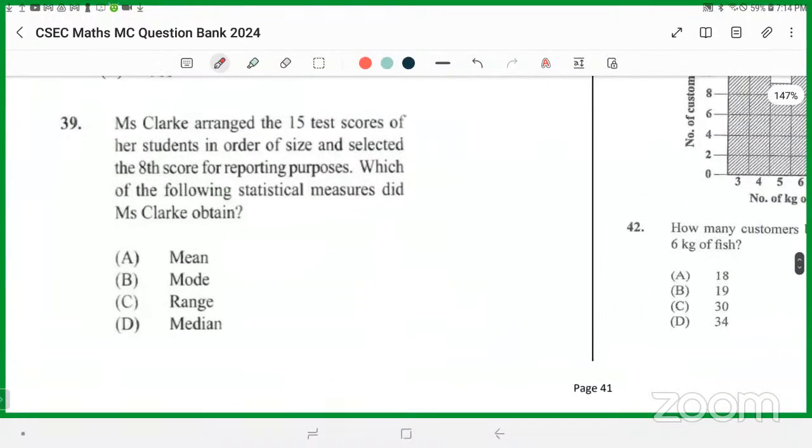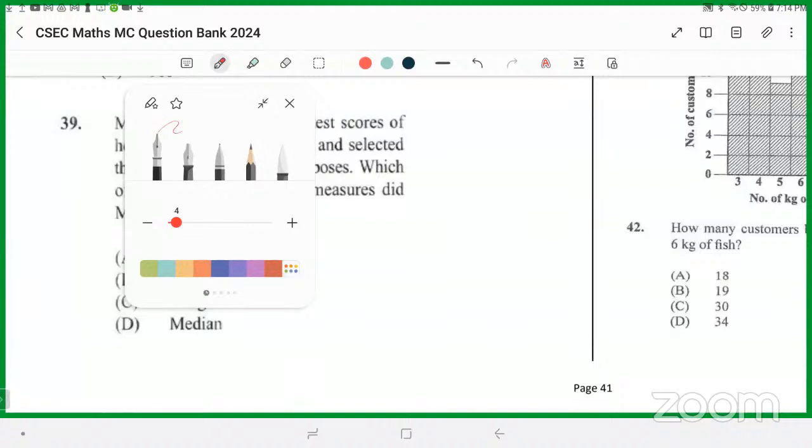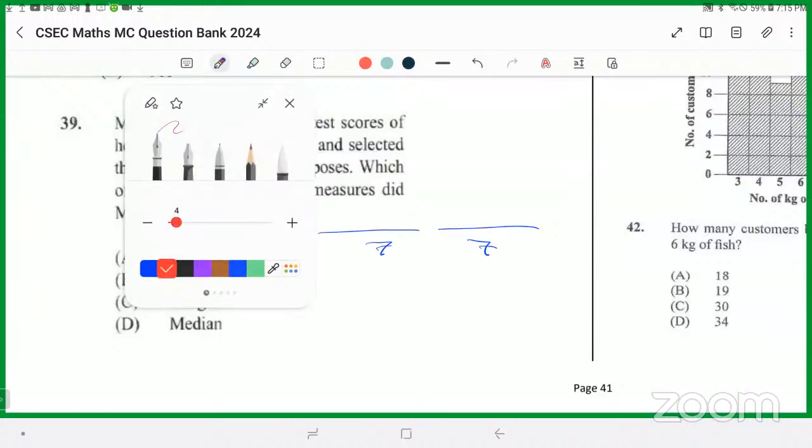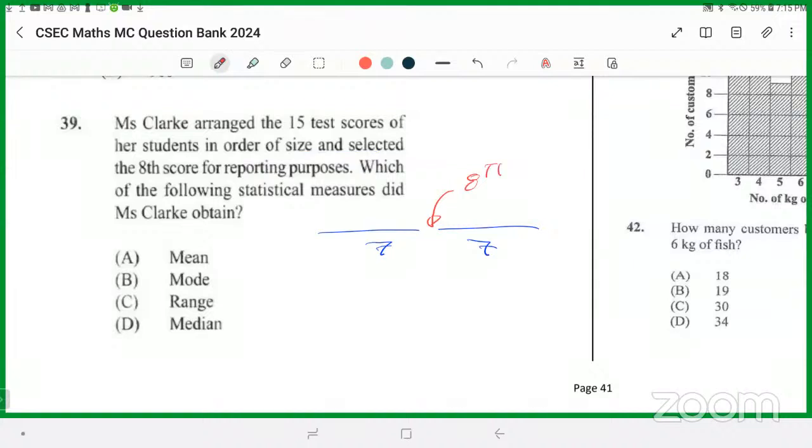It says, Miss Clark arranged the 15 test scores of her students in order of size and selected the 8th one. So she likes to select the median. All right, so she arranged them in order of size first, and then she selected the 8th one. The 8th one is the one in the middle. If there are 15 scores, it's 7 and 7, like 14, and you have the 8th one in the middle. That is the median, Q2.